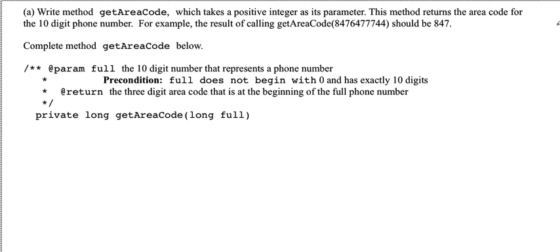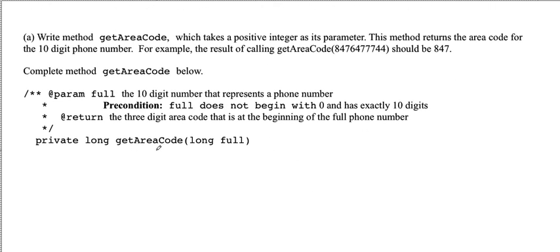In part A, we have to finish the getAreaCode method, which takes the full 10-digit telephone number and only gets the first three digits. The easiest way to do that is just to do division by 10 million. Because if you divide by 10 million, it's going to truncate off all of these digits. Mathematically, dividing by 10 million would normally put a decimal point here. But in reality, because we're dividing by 10 million with integers, or longs in this case, which are essentially integers, we will only get the quotient, or the first three digits.